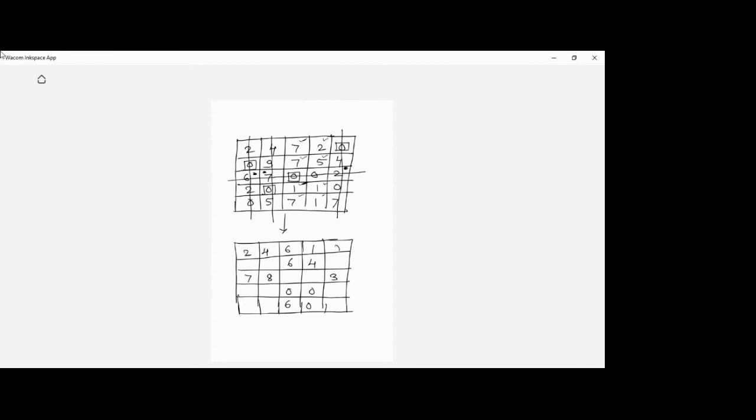2, 4, 0. Here it is 0, 9, 4. Here it is 4. It is 0, 0. It is 2, 0. Here it is 0. It is 0, 5. And here lastly is 7. So all the other values remain same.